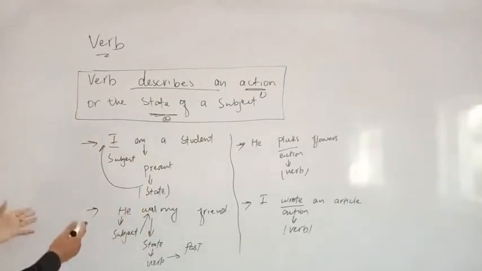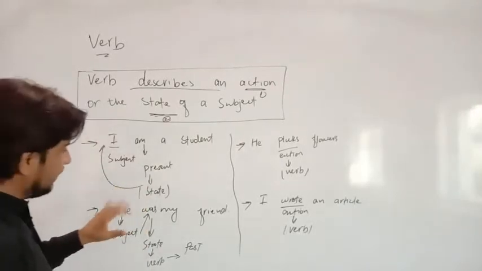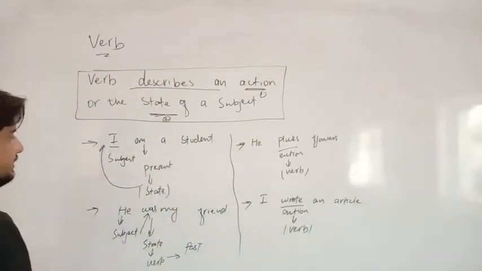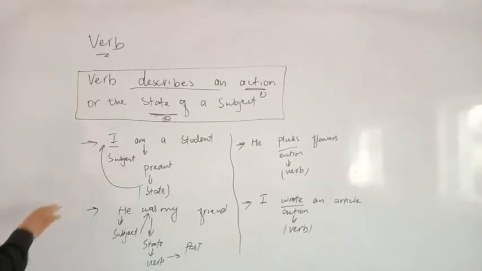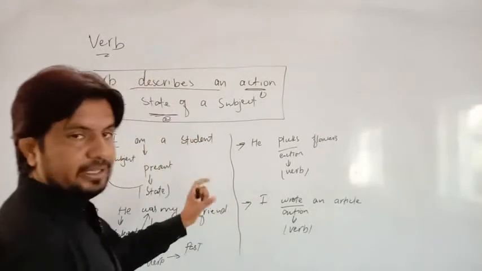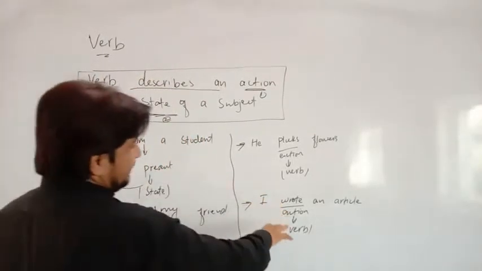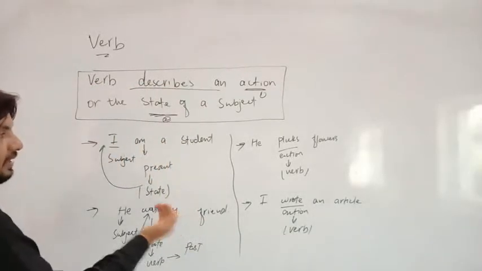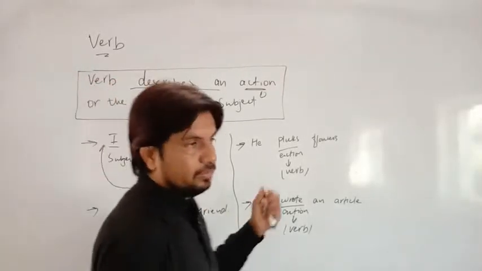With the help of these four examples, I have explained that in these first two examples, the verb is indicating, expressing or describing the state of a subject, but in the second part of the examples, in these two examples, the verb describes an action. वो action को ज़ाहिर कर रहा है.